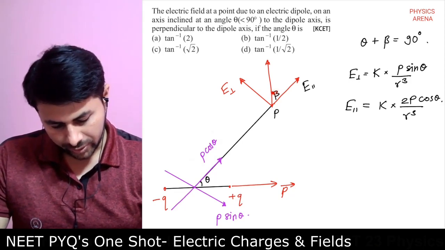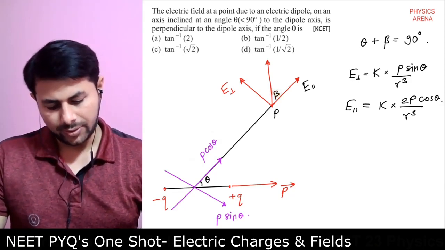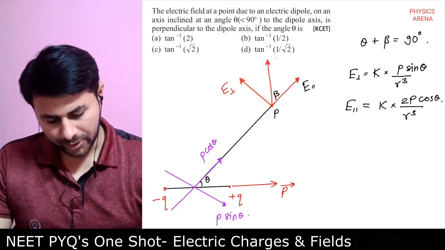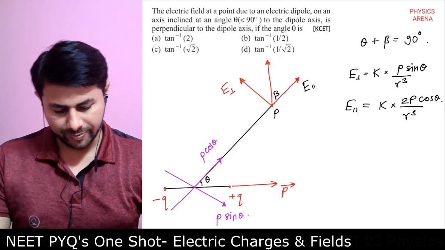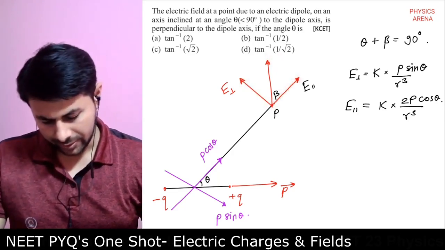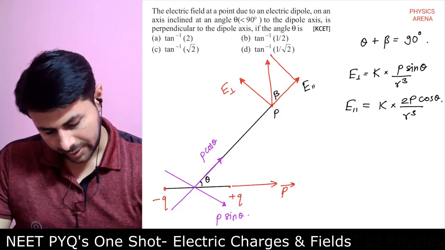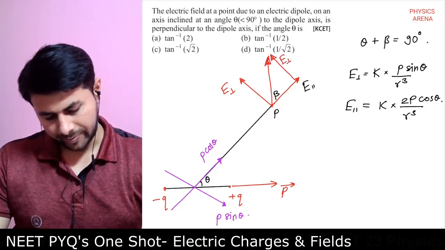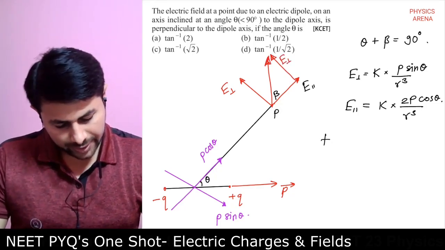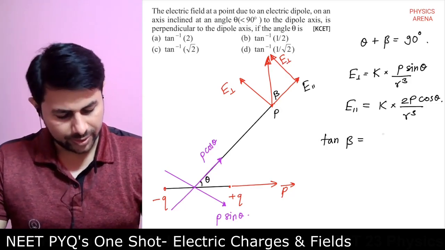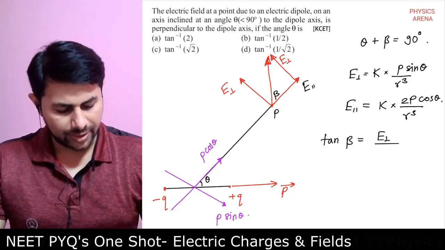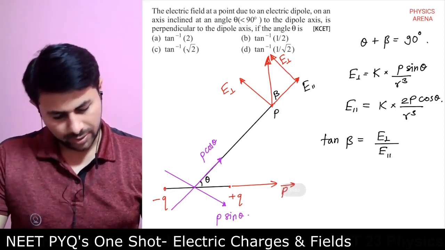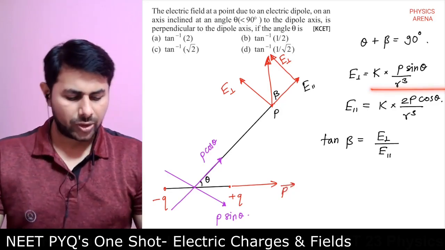Now see, you want to find out this angle beta. So what would be tan of beta? If you put it here, this becomes the opposite side, and this is the adjacent side. If I put this E perpendicular here, then tan of beta is equal to E perpendicular divided by E parallel. So if I divide this by this, what do I get?